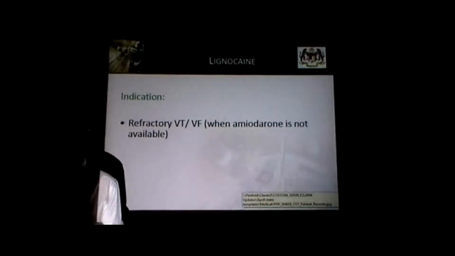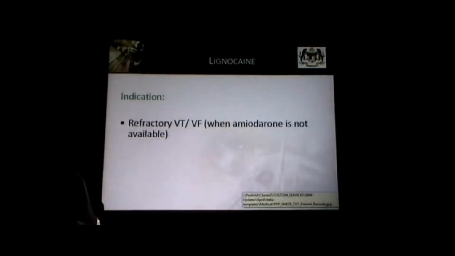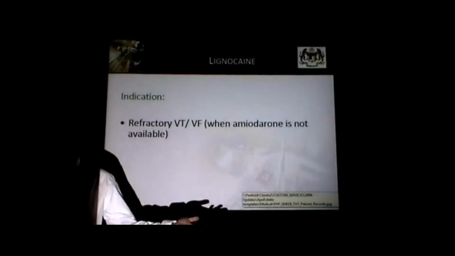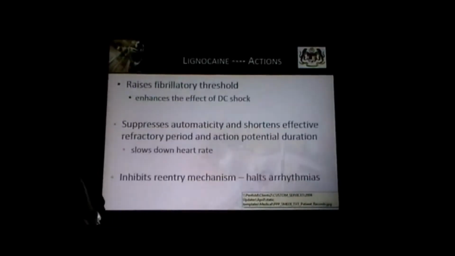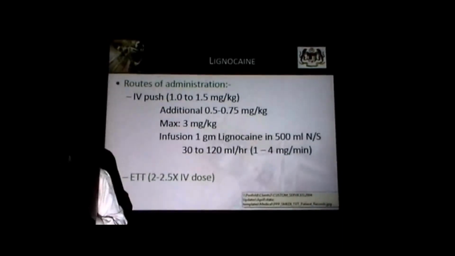Okay, lignocaine. Sometimes your verapamil fails, your adenosine fails. We have lignocaine as an anti-arrhythmic, especially if the patient has an allergy to amiodarone. Usually we will use amiodarone, but if the patient is known to have allergy, meaning this is his or her third or fourth admission, and before this, after giving amiodarone, developed itchiness, shortness of breath, then please do not use amiodarone. So we go to lignocaine. Okay, lignocaine. This is the dose.